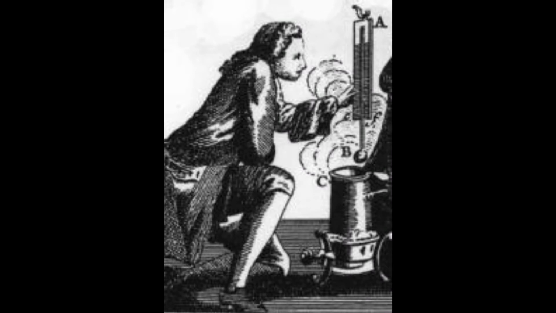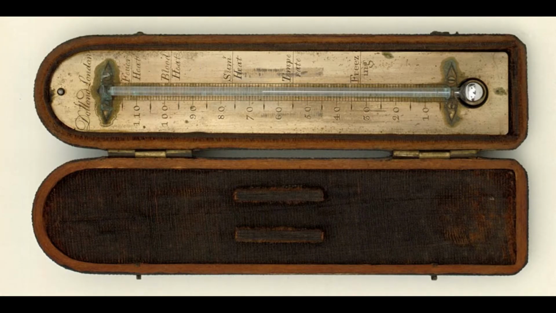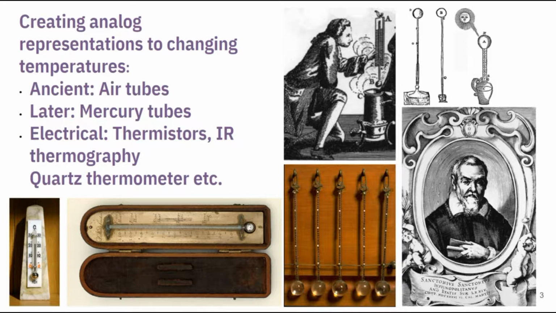In 1714, Daniel Gabriel Fahrenheit produced the first mercury-based thermometer. It still relied on the expansion and contraction of materials when temperatures changed, but showed much better linearity and wasn't influenced by the outside atmospheric pressure. This revolutionary device was later revised to allow thermometers to measure human body temperatures.